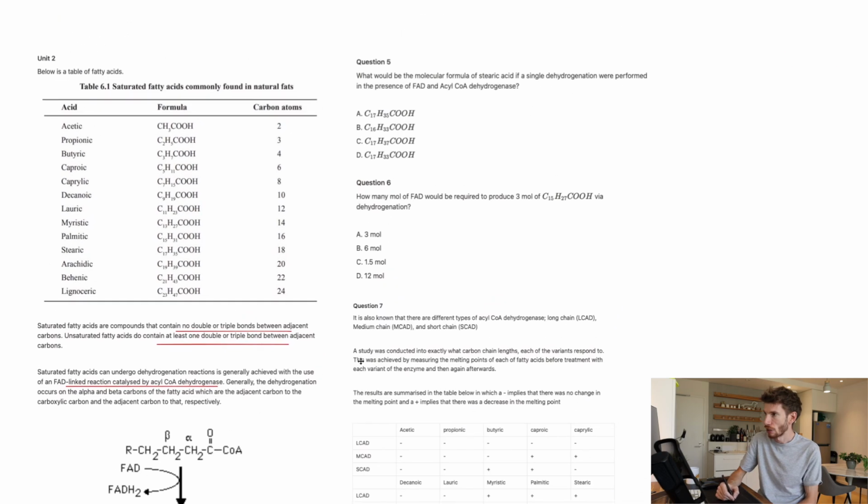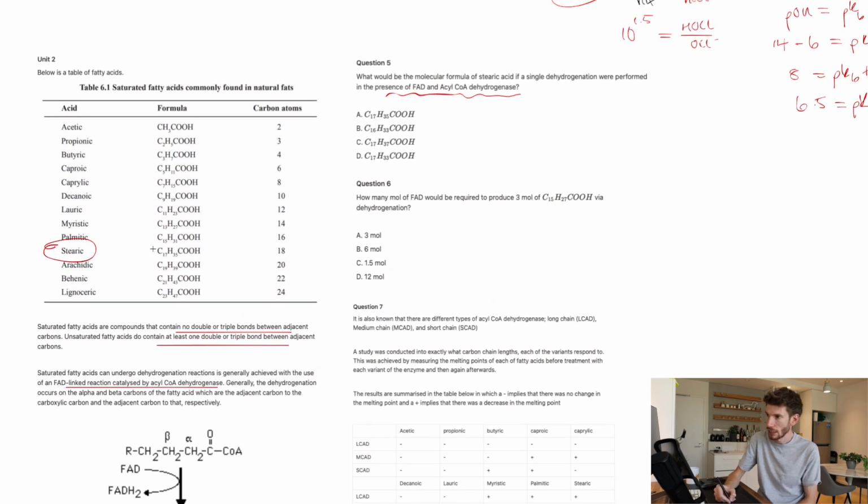So in that case, if we go to stearic acid, we can find it here. It'll basically be this, but you'll just lose 2 from the 35 hydrogens. So it should be C17, H33, and then COOH. And so therefore that gives us answer D. Nice and easy one. Number 6, then: how many mole of FAD would be required to produce 3 mole of this particular compound via dehydrogenation?